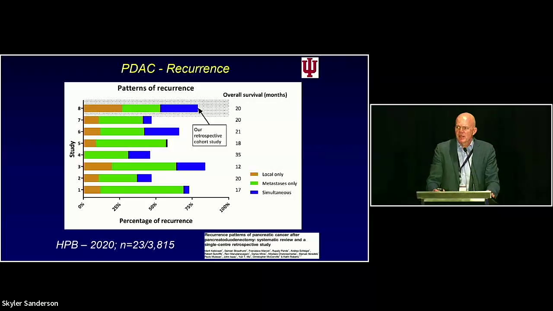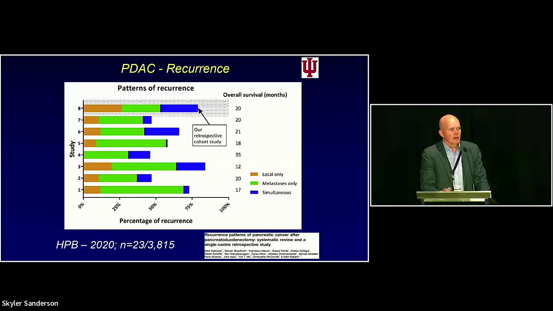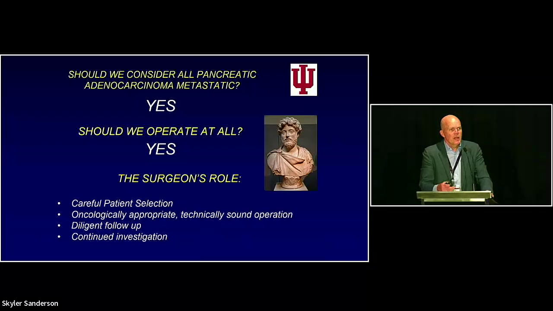Again, this is a problem of metastatic disease, and I think that the major paradigm shift that many of us have understood over the past number of years is accepting the concept that pancreatic adenocarcinoma is a systemic disease when we meet the patient. If you look at this study summarizing a number of patients looking at patterns of recurrence, by and large, recurrence is with metastatic disease, either local and metastatic or metastatic only. So if we consider all of pancreatic cancer metastatic, which I believe many, if not all of us in this room do, the question arises, should we operate at all?